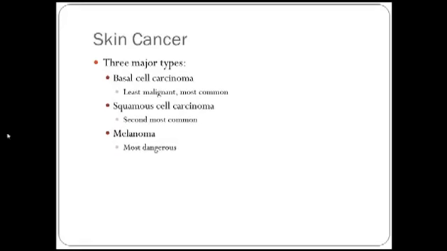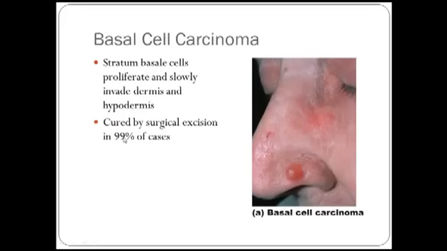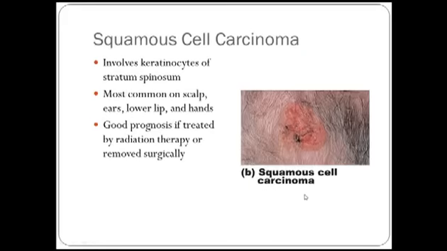Basal cell carcinomas are very, very common, but they are typically benign. They typically don't cause many problems. They can be very ugly, but they don't cause many problems. Squamous cell carcinomas are a little less common, but they can cause problems, and melanomas are the dangerous one that we've all heard of. Here's a nice picture of a basal cell carcinoma, and usually they're cured just by cutting it off.